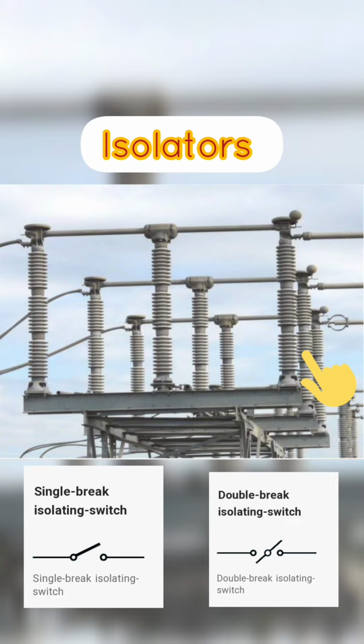Isolator symbols can vary depending on the type and application of the isolator. For example, a vertical brake isolator may have a different symbol than a horizontal brake isolator. Similarly, the symbol for an isolator used in a distribution system may be different from the one used in a transmission system.